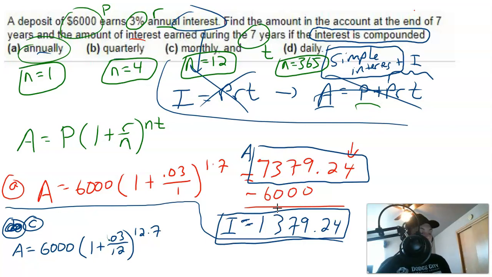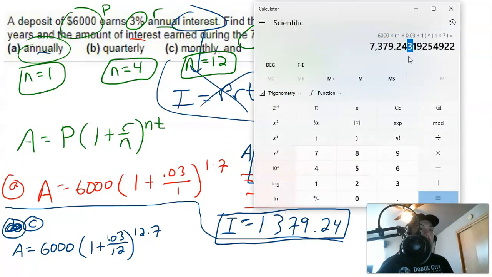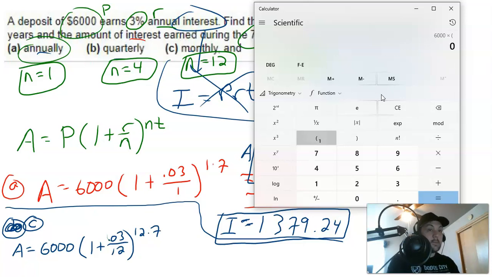So let's find out. All right, so let's go back to our calculator. Let's clear this out and let's type this calculation in. So we have 6,000 times parentheses 1 plus 0.03 divided by 12 this time, close parentheses, exponent, critical here, you have to use parentheses, 12 times 7 in the exponent. Right? Otherwise, you're not going to get the right answer. So that's what it should look like when you type the whole thing in your calculator at once.